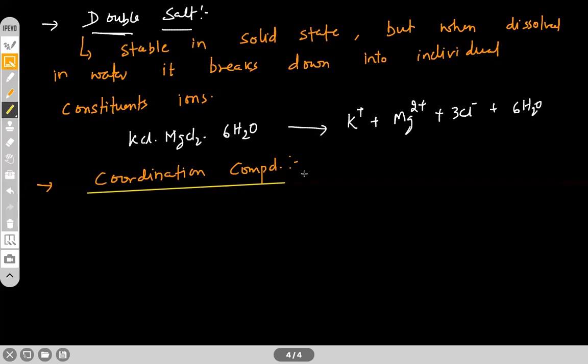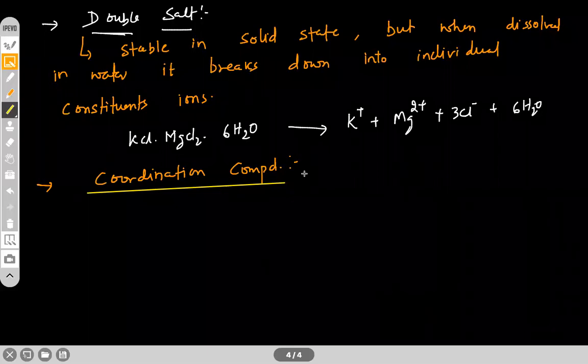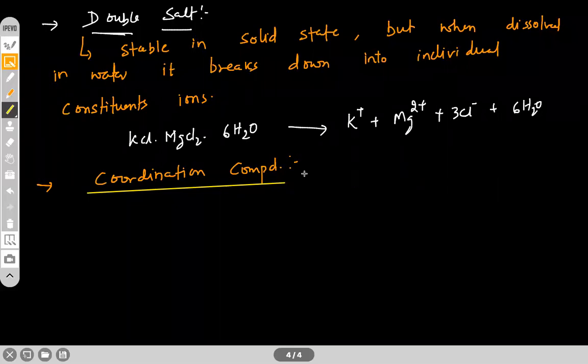Okay, complete breakup is not there. Like the example I have given you, K4[Fe(CN)6]: [Fe(CN)6] does not dissociate into its ions. Potassium loses its identity completely, but not the complex part, that is [Fe(CN)6]4-.